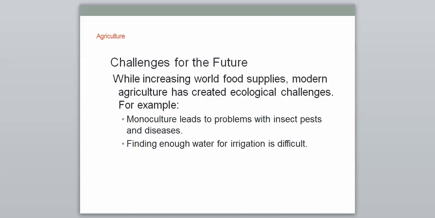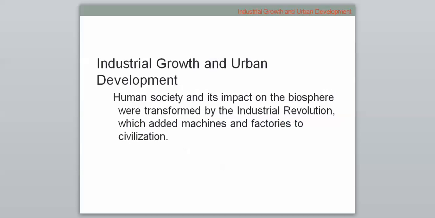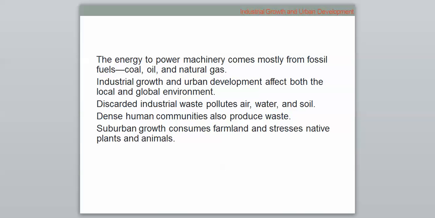So we've talked about agriculture, and now we're going to look at industrial growth and urban development. Human society and its impact on the biosphere were transformed by the Industrial Revolution, which added machines and factories to civilization. Before, it was just horse and buggy, things like that. Then the Industrial Revolution came along and had a huge impact on the biosphere, because the energy we use to power these machines came from fossil fuels, things like coal, oil, and natural gas.